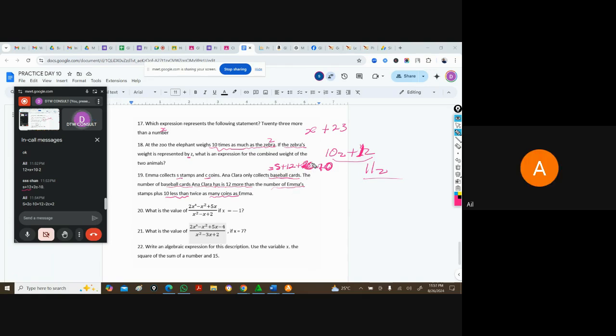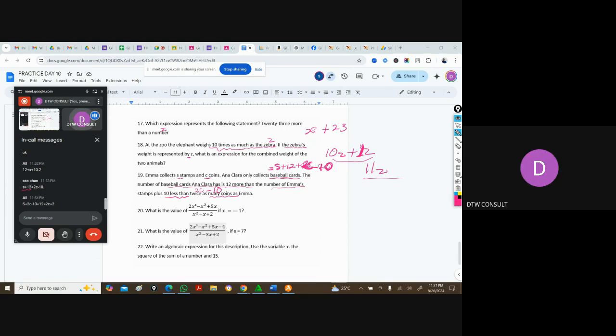Yeah. That means my answer is wrong, what I did. Yeah. You have to follow it through as a statement, as it said, all right? So the first statement is the number of baseball cards Anna Clara has is 12 more than S, which is S plus 12. Are you with me? Plus 10 less than twice as many coins as Emma. So it is less than twice, that's 2C minus 10. Ali, do you see that?